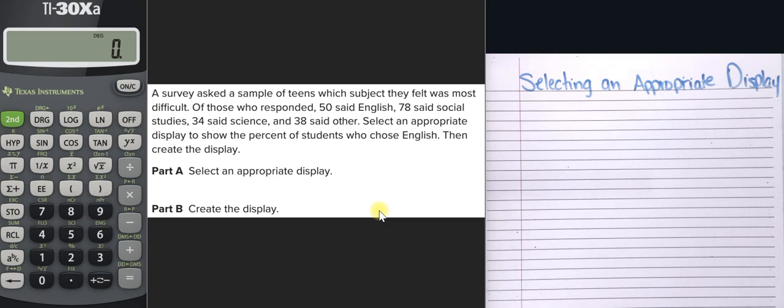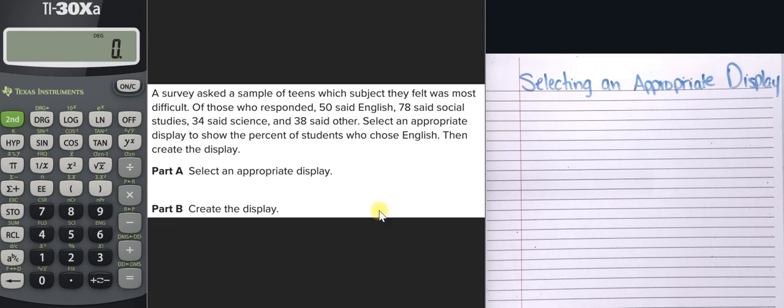All right, so we're looking at another example where we're going to select an appropriate display based on the information that they're giving to us. In this example, they say that a survey asked a sample of teens which subject they felt was most difficult. Of those who responded, 50 said English, 78 said social studies, 34 said science, and 38 said other. These are quantities, not percentages.